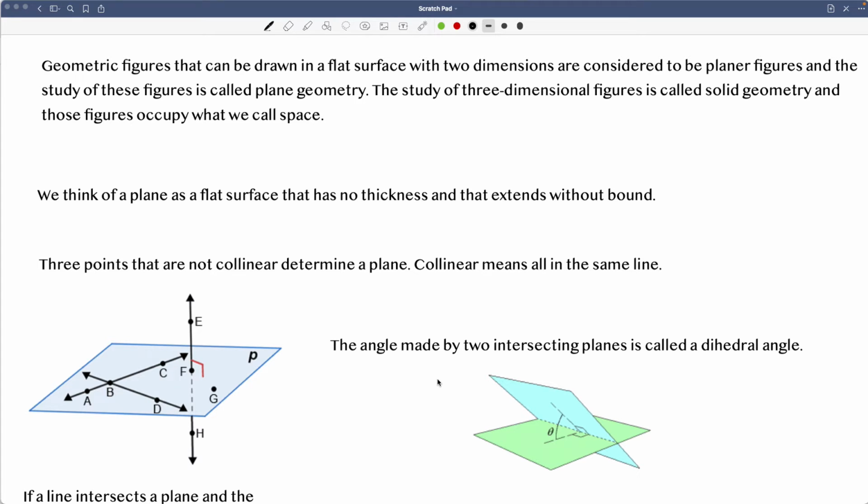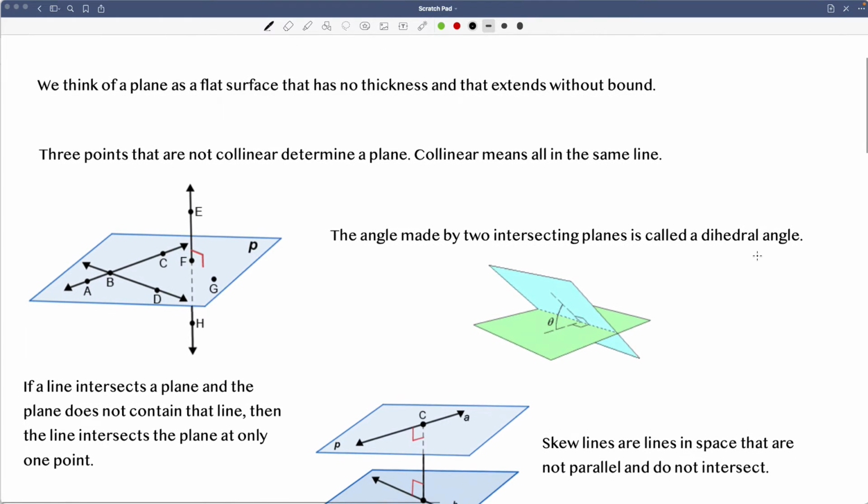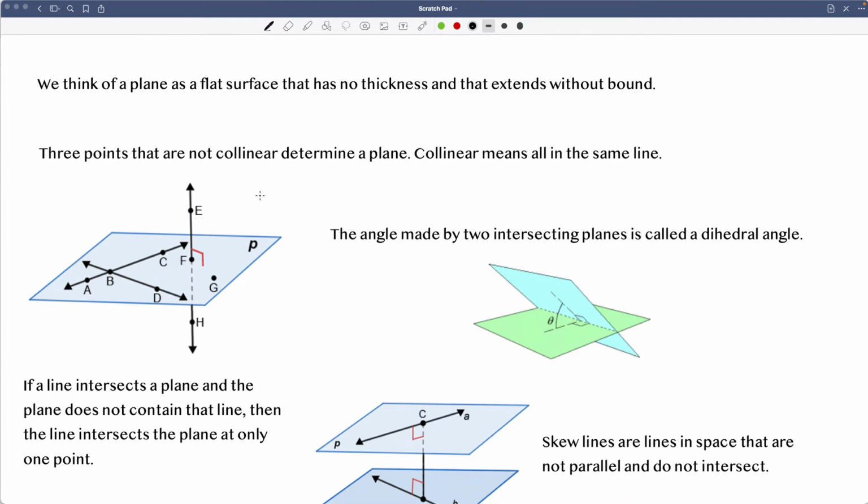Geometric figures that can be drawn in a flat surface with 2 dimensions are considered to be planar, and that should be an A right there, sorry. Planar figures, and the study of these figures is called plane geometry. The study of 3-dimensional figures is called solid geometry, and those figures occupy what we call space, which is 3 dimensions. We think of a plane as a flat surface that has no thickness and that extends without bounds.